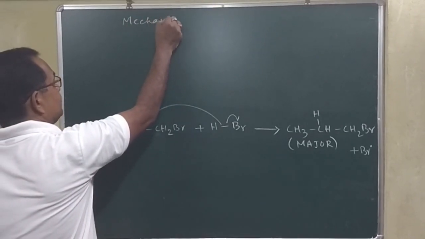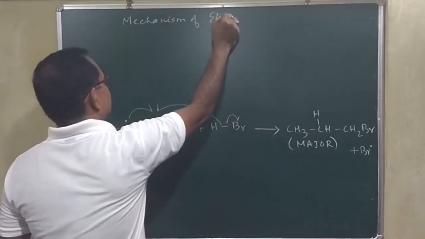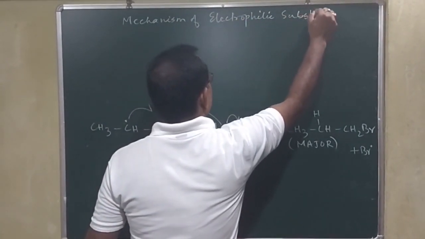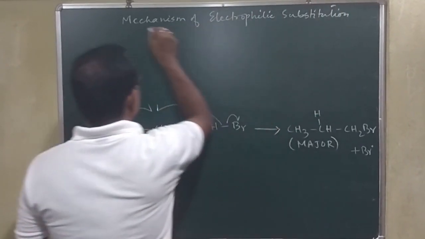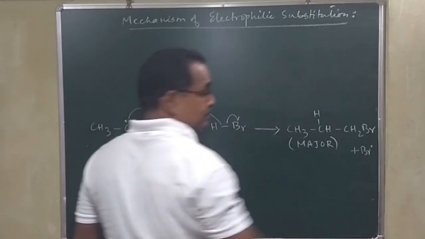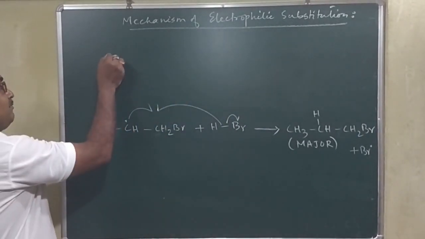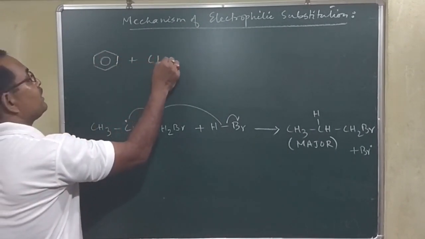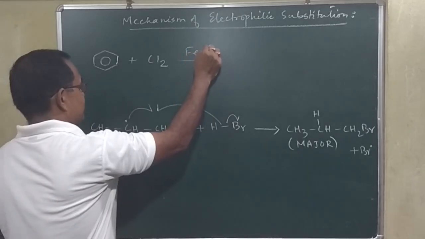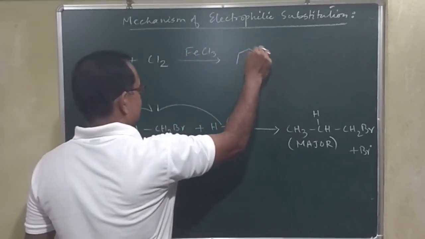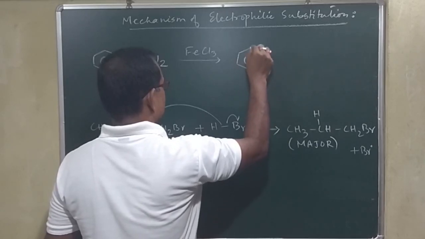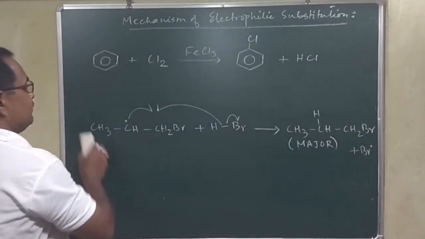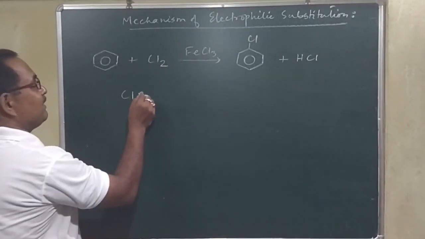Mechanism of electrophilic substitution. For this purpose, we will consider this reaction. Say benzene plus chlorine in presence of ferric chloride catalyst to produce chlorobenzene plus HCl.